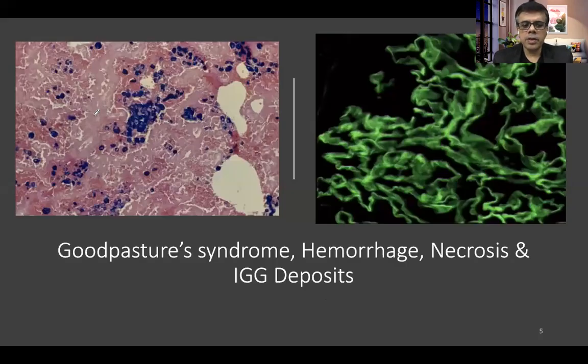So here you can see the alveoli with lots of hemorrhage, the alveolar wall showing lots of hemorrhage, and these bluish pigments are due to Prussian blue staining of hemosiderin pigments, and there is a linear IgG and complement deposit along the alveolar capillary. That is the characteristic of Goodpasture syndrome.